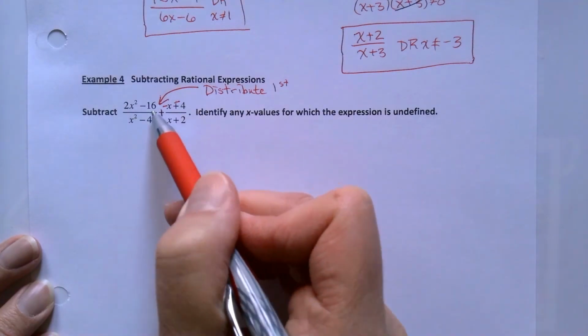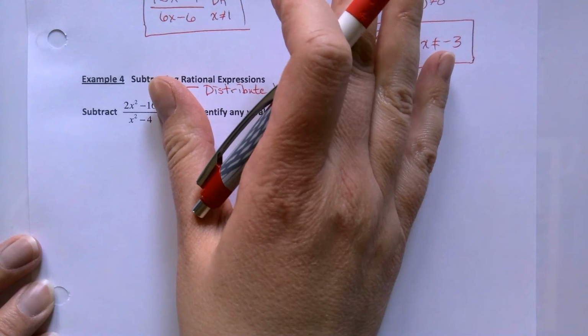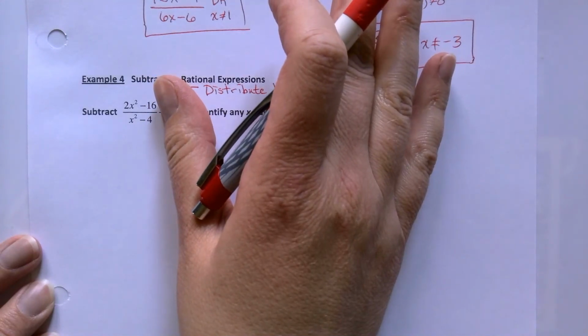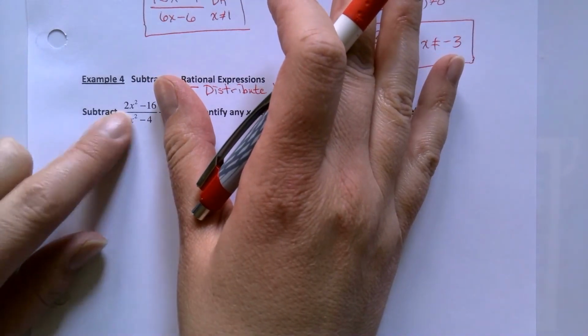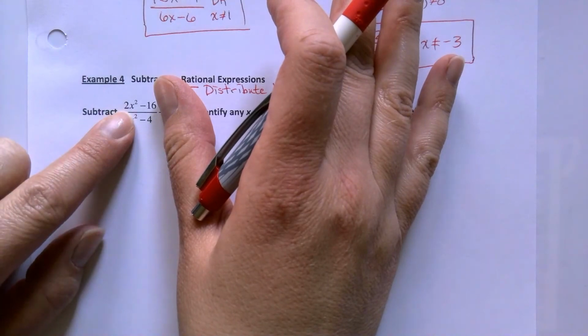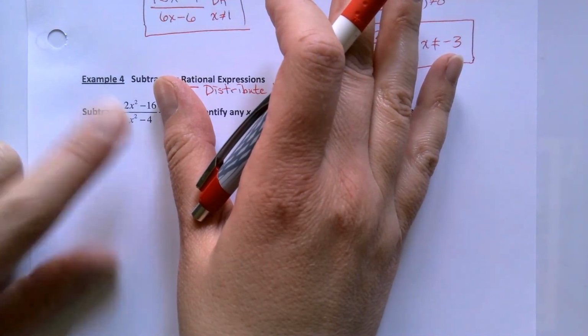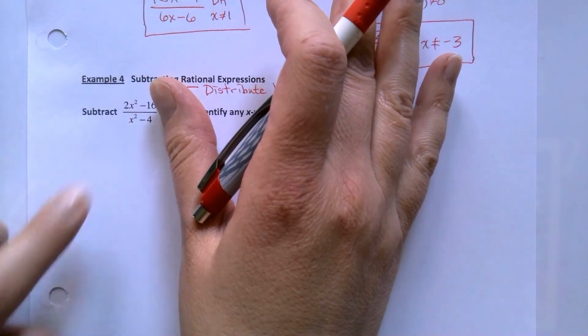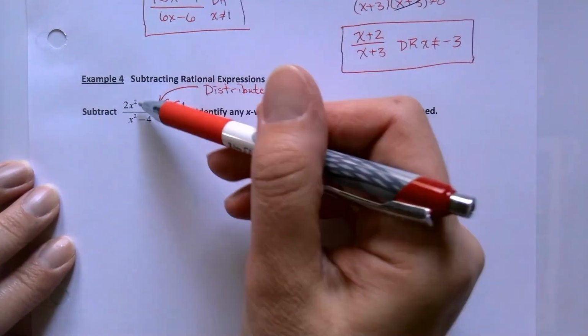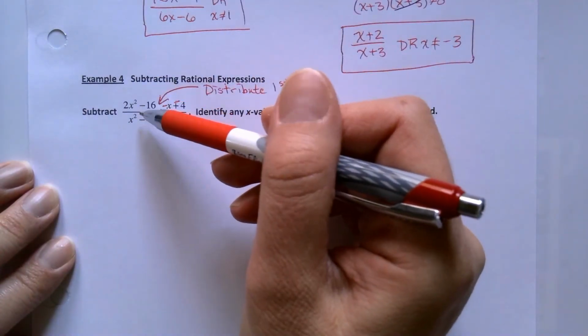Sometimes you can factor and cancel before you even start. Again, not cross cancel, but just cancel. If I factor 2 out, I get x squared minus 8. Nothing's going to cancel there. But if I could, that might help knock something down. So there's times that you can reduce this and help yourself.